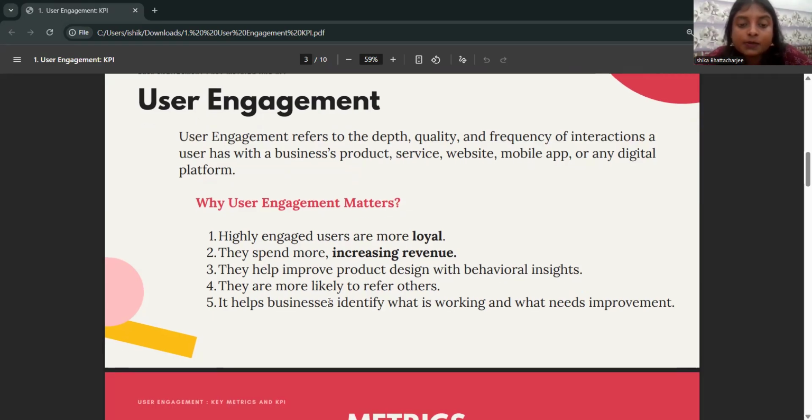And the last one is it helps businesses identify what is working and what needs improvement. Of course, it also gives you feedback. Like in Instagram, when you scroll some reels, there comes up a time when there is written interested or not interested.